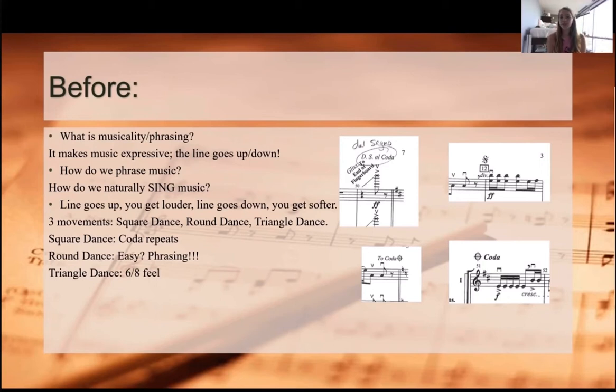A good question to answer that is, well, how do we naturally sing music? Because our natural singing voice is the closest we can get to as accurate phrasing that would make the most sense musically. One way that my teacher has me think of it is when the line goes up, you get louder, and when the line goes down, you get softer.